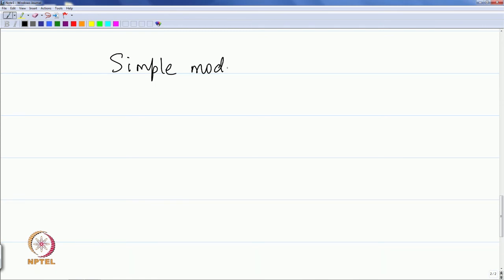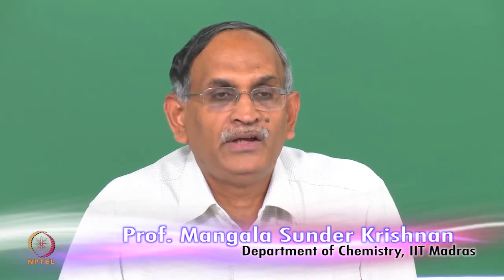Models. And these models will later be associated with chemical systems in order to give you a feel for why chemists are interested in it.